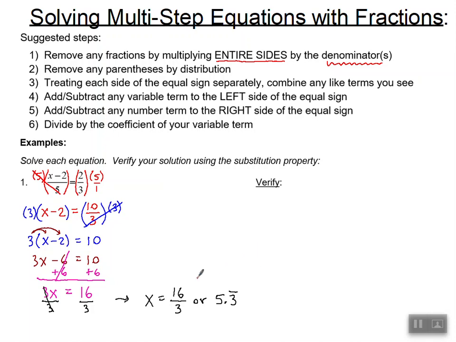Now let's verify that our answer is correct. But because our answer is a fraction, and I would need to substitute it into an equation that has other fractions, that could be a little bit complicated. So I'm going to show you how to verify on Desmos. Let's pull up our Desmos calculator.